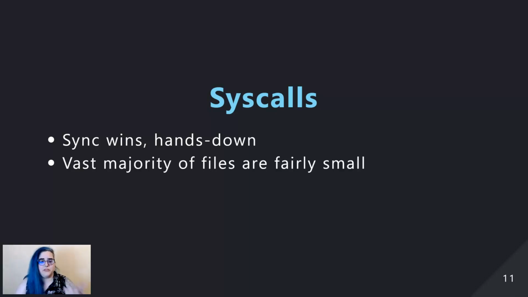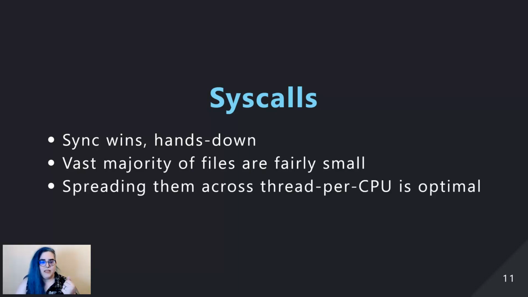The vast majority of files are also fairly small, so even if you were doing that, it's not really relevant. It's really just a couple calls. Spreading them across a thread per CPU, if you're going to make them concurrent, is optimal. That tends to do a pretty good job because a lot of these syscalls are actually CPU bound. They're not necessarily bound by disk speed.